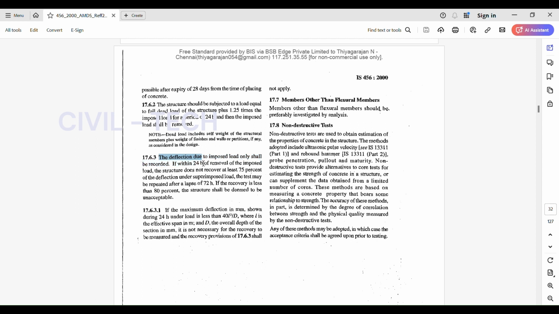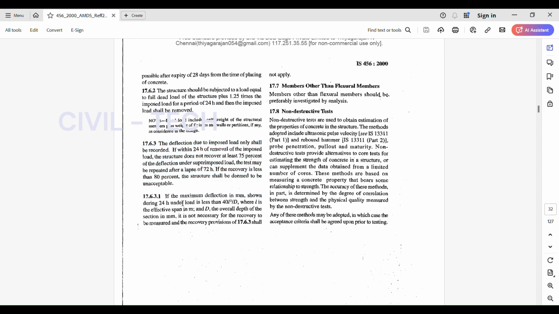The deflection due to imposed load only shall be recorded if, within 24 hours of removal of the imposed load, the structure does not recover at least 75% of the deflection under superimposed load. The test may be repeated after a lapse of 72 hours. If the recovery is less than 80%, the structure shall be deemed to be unacceptable.